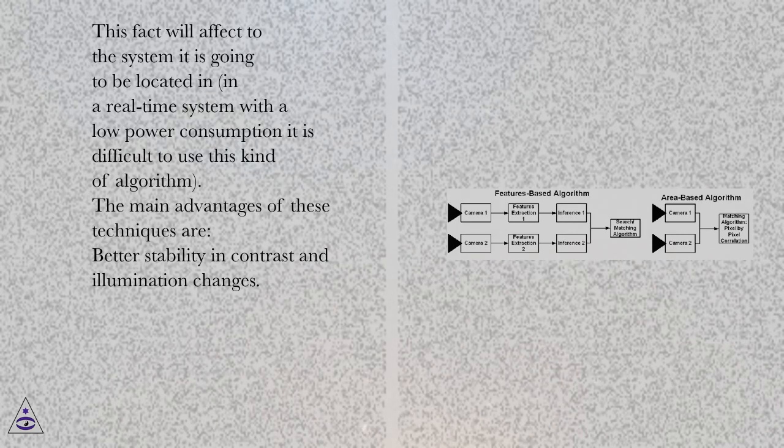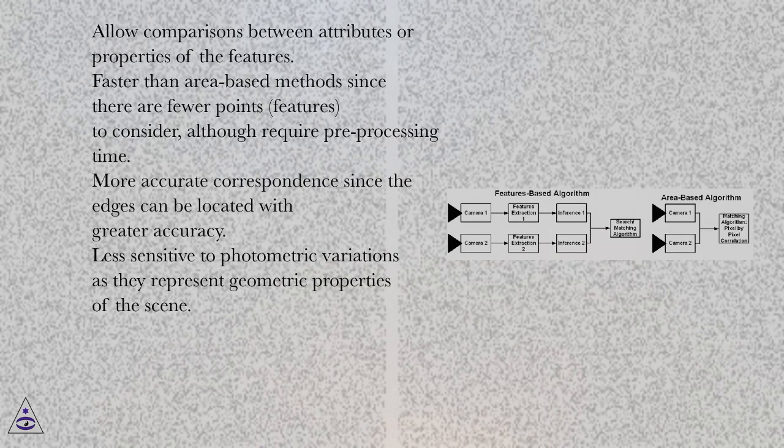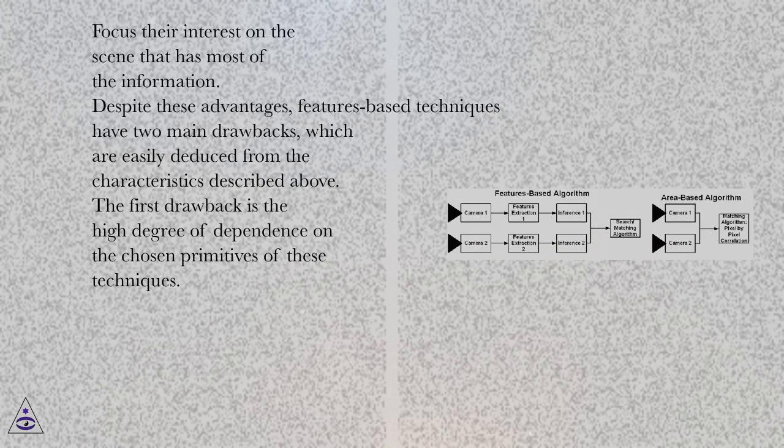The main advantages of these techniques are better stability in contrast and illumination changes. Allow comparisons between attributes or properties of the features. Faster than area-based methods since there are fewer points, features, to consider, although require preprocessing time. More accurate correspondence since the edges can be located with greater accuracy. Less sensitive to photometric variations as they represent geometric properties of the scene. Focus their interest on the scene that has most of the information.